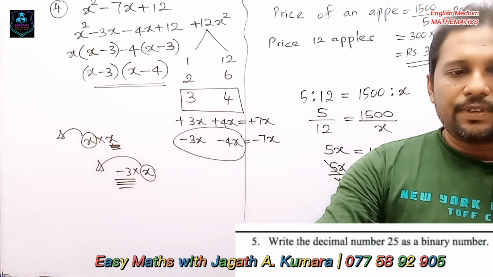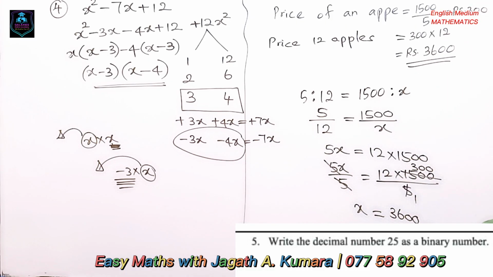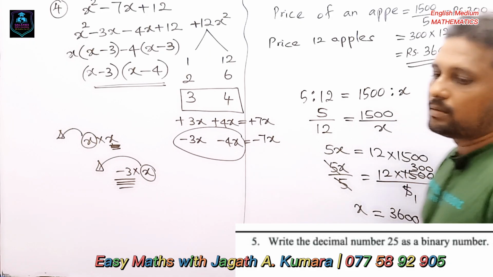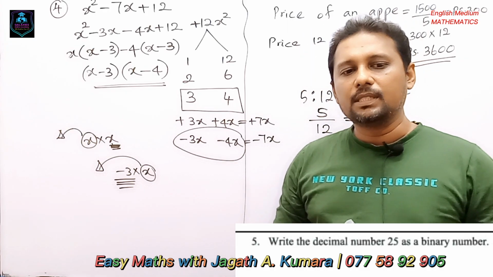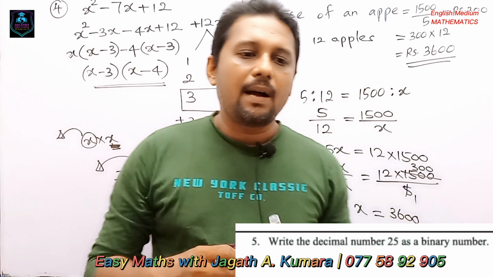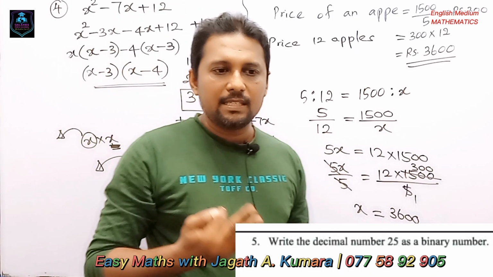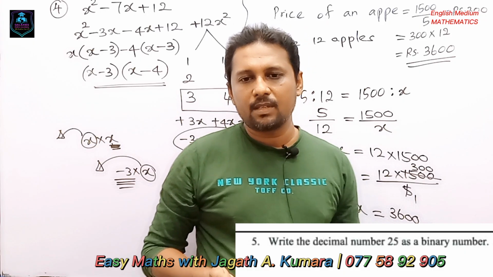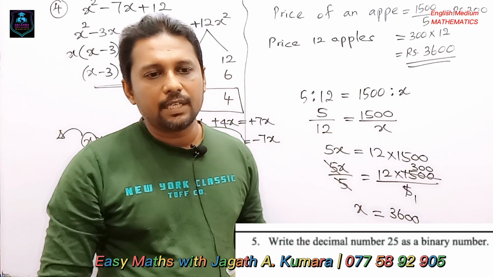Okay, now I'm going to the fifth question. Look at the fifth question. The fifth one says, write the decimal number 25 as a binary number. Binary number means base 2 number, no? Decimal numbers mean base 10 number, right? So in this question, the decimal number you have to convert into a binary number.